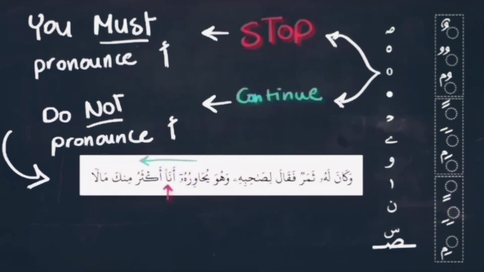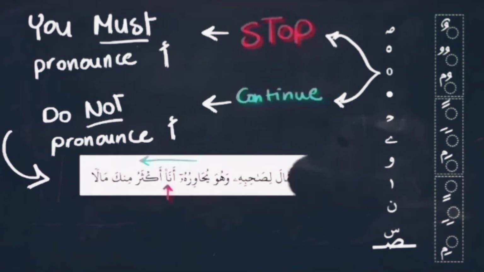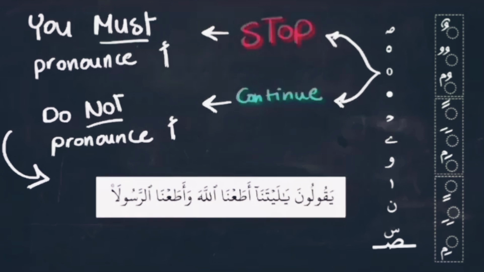But if you continue, you will not pronounce the alif. وَهُوَ يُحَاوِرُهُ أَنَا أَكْثَرُ مِنْكَ مَالًا. So I didn't pronounce the alif when I continued reading the word. Another example which is a bit more common when it comes at the end of the ayah. Like in this example. يَا لَيْتَنَا أَطَعْنَا اللَّهَ وَأَطَعْنَا الرَّسُولَ.